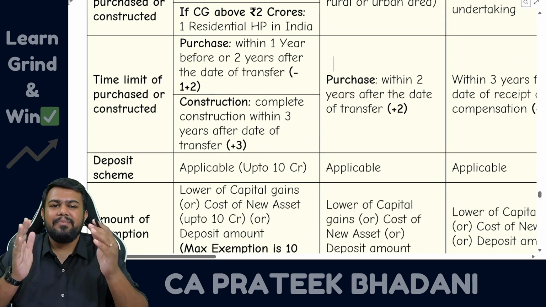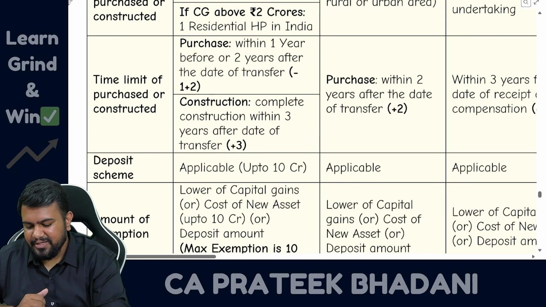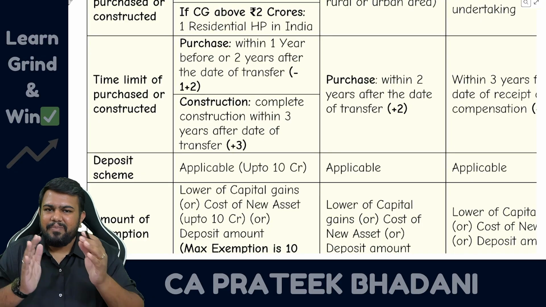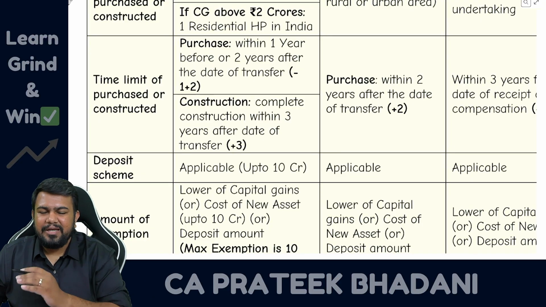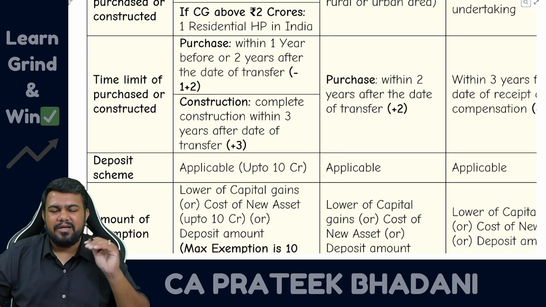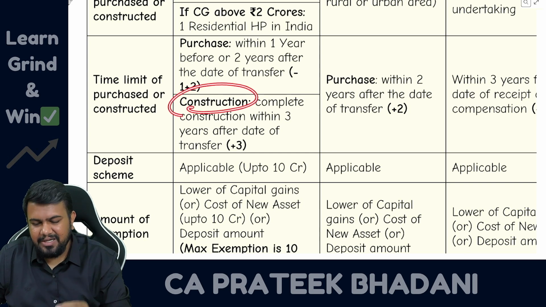Now, what is the time limit to invest? The time limit to invest in case of purchase is -1 + 2. That is, 1 year before the date of transfer or within 2 years after the date of transfer. And in case of construction, it is +3.